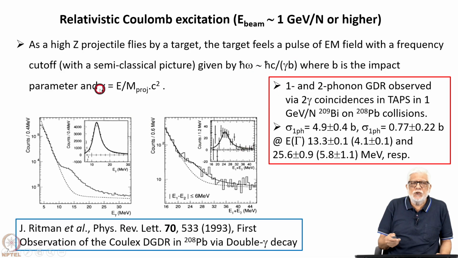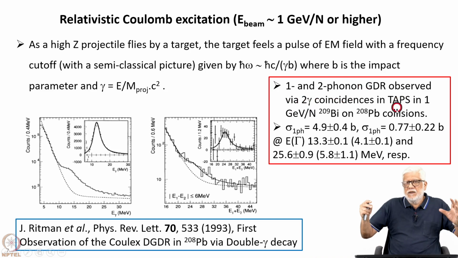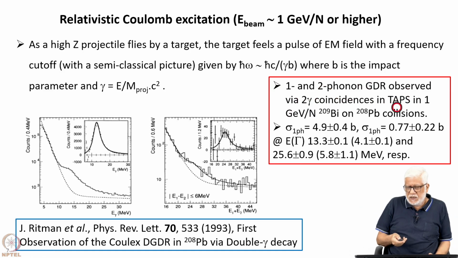Okay. So this was the method used to actually excite the 1 and 2 phonon electric giant dipole resonance, and also observe the de-exciting gamma rays. And they were measured in coincidence in a TAPS array. So they had about 4 walls, I think, of barium fluoride detectors, and shot bismuth 209 on lead 208 and looked at these collisions. So these bismuth scattered particles were detected, and of course, the gamma rays were detected here.